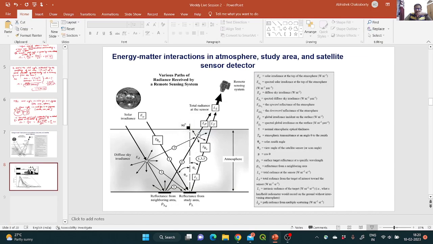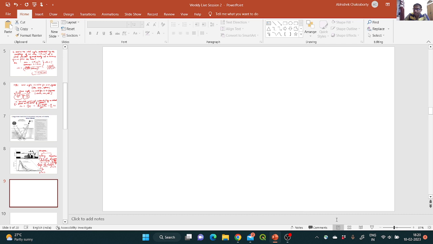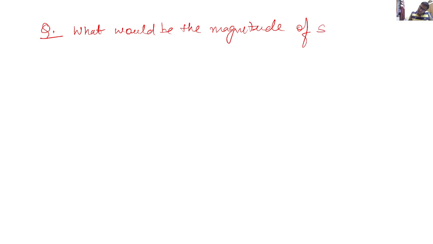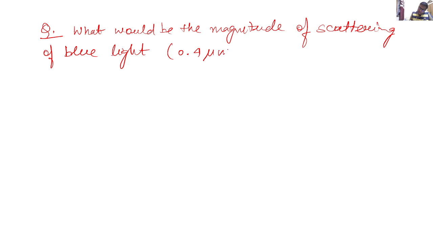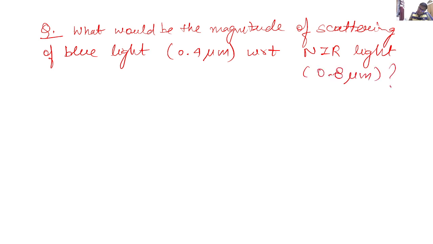Now let's take a numerical example out of it. Okay, so what would be the magnitude of scattering of blue light, let us say of 0.4 microns wavelength, with respect to near infrared light. So near infrared, let us say, is around 0.8 microns. So how would you solve it?